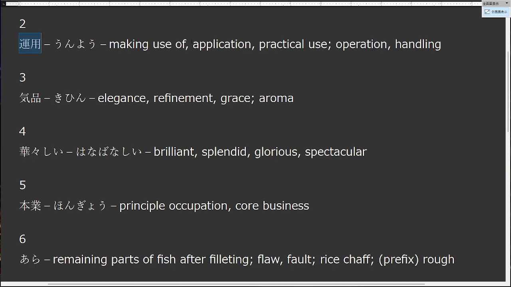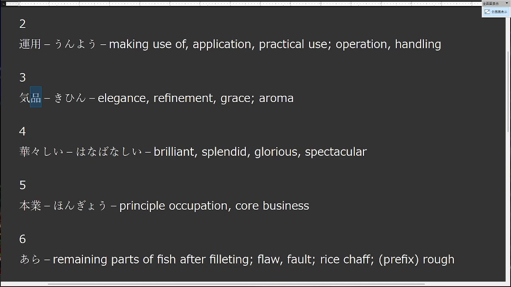Number 3 is kihin. Ki on the left side for spirit, air, or energy, and hin on the right side for articles or goods. So kihin itself is, I think it's an adjective. Nope, it's a noun, for elegance, refinement, and grace. Ki on the left side for spirited, and hin on the right side for article. A spirited article is one with elegance or refinement.